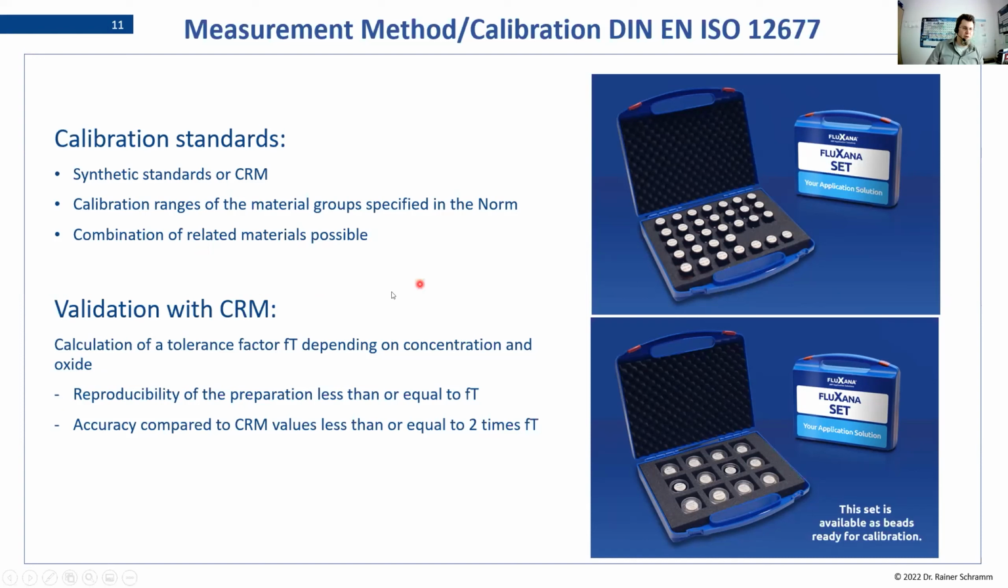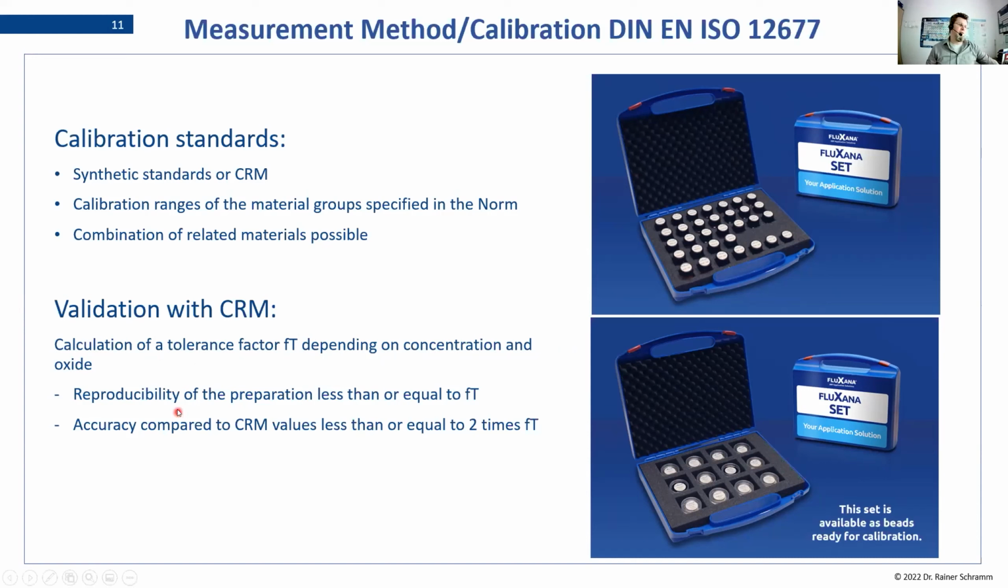The validation of these sets always works on CRMs, on certified reference materials. And usually the validation works on these tolerance factors, which depend on the concentration of the oxide, which basically means each element has a tolerance factor that you can just look up in the list. And the higher the concentration range you're operating in, the higher the tolerance factor.